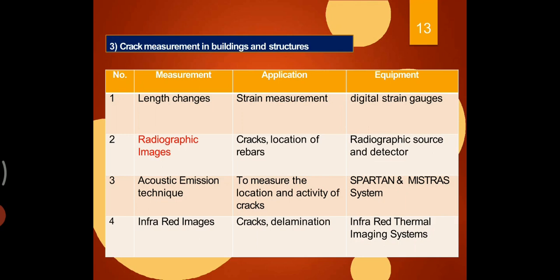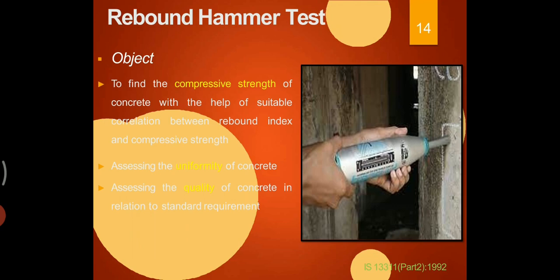Then infrared images, this is one kind of measurement. We can directly trace the infrared images, so that cracks and delamination can be detected, and this can be done with infrared thermal imaging systems. So then let us see some NDT equipment, and how this kind of test, that is NDT, can be carried out.